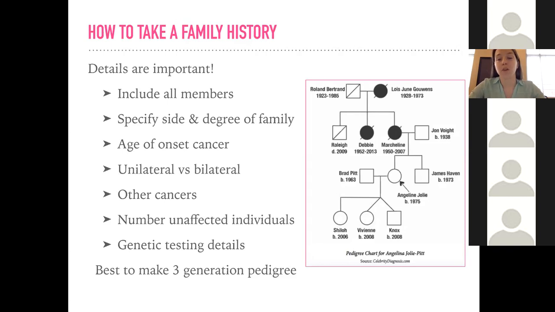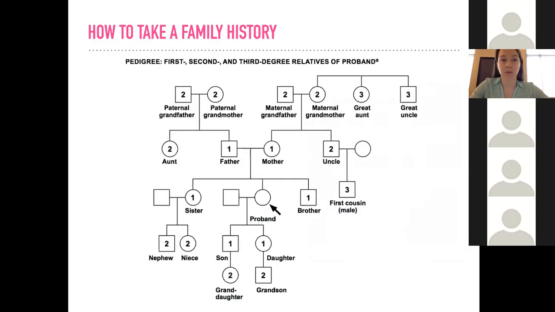And it's also important to think about how many people are in this family that aren't affected. So if this is a family of 8 people, for instance, and only 1 developed breast cancer, that's potentially a different situation than if there are 2 people in the family and 1 developed breast cancer. So important to get all of those details.